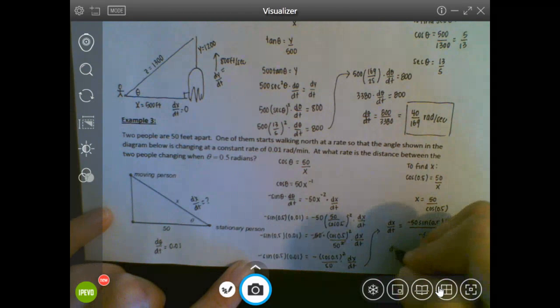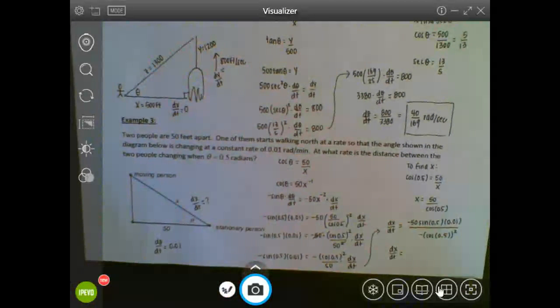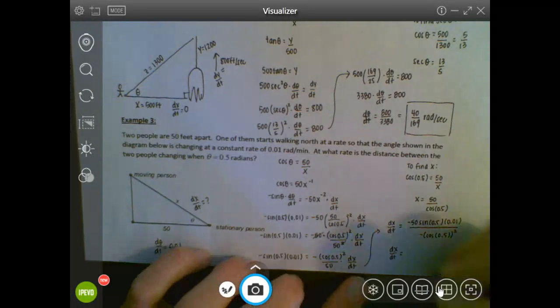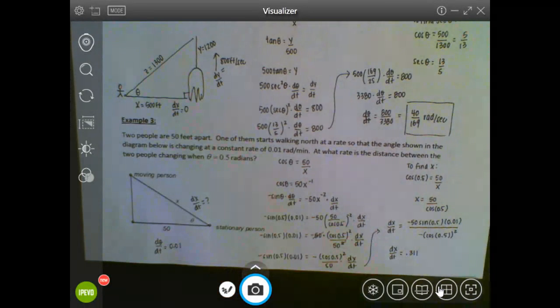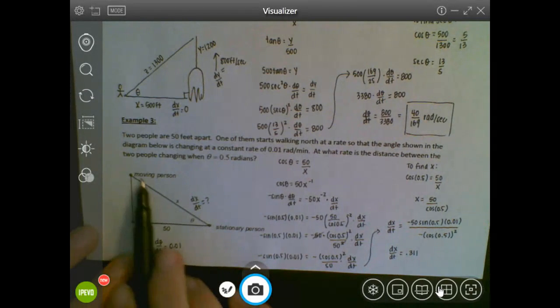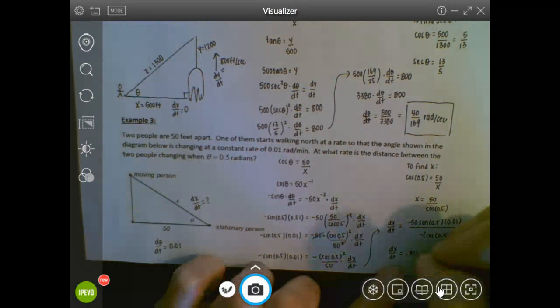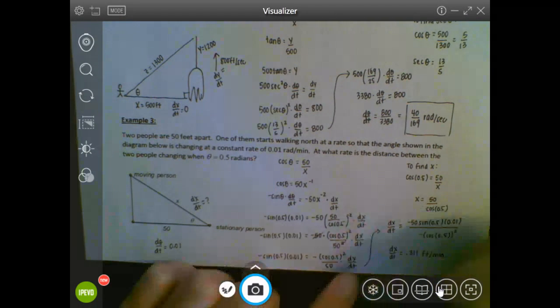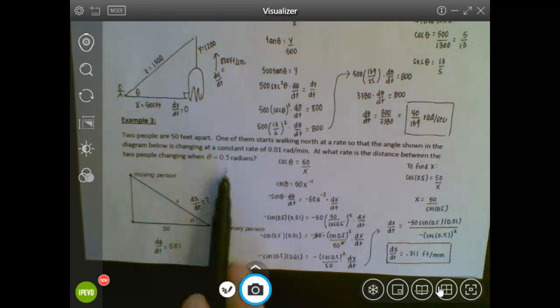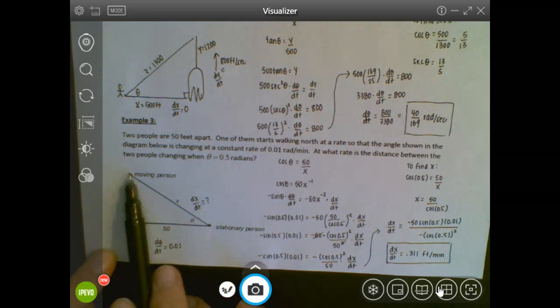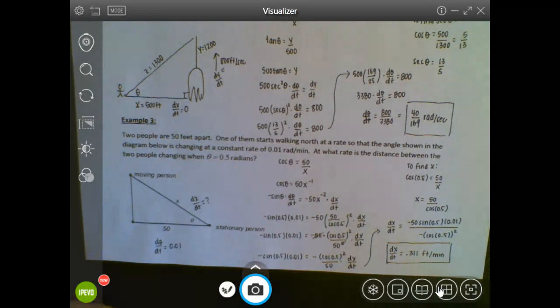So when you divide this out, again, remember that anytime we're working with thetas, you should be using your calculator in radian mode. When you divide this, just be careful about how you are setting up your parentheses in your calculator. I believe that gives you about 0.311. And this rate of change, again, is only a length that is changing, so its units are just going to be feet per minute. So this is telling us that at the instant where theta is 0.5 radians, the distance between these two people is changing at a rate of 0.311 feet per minute.